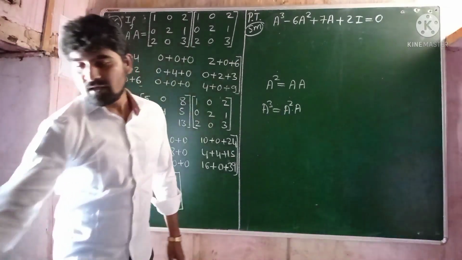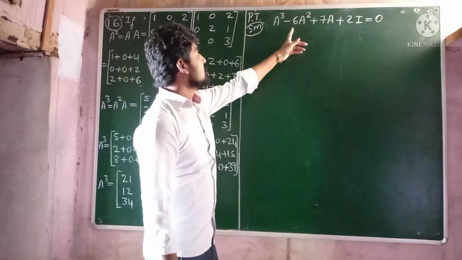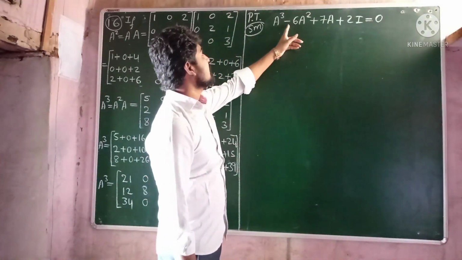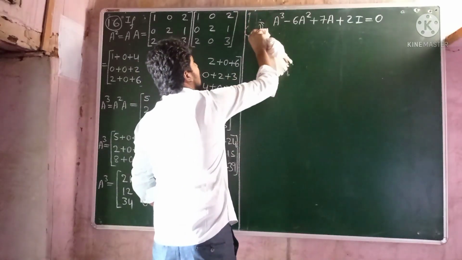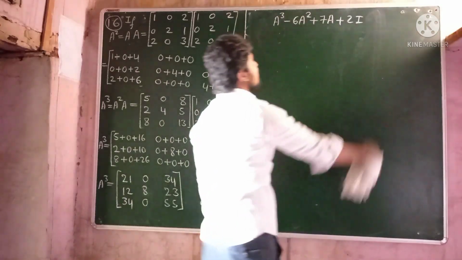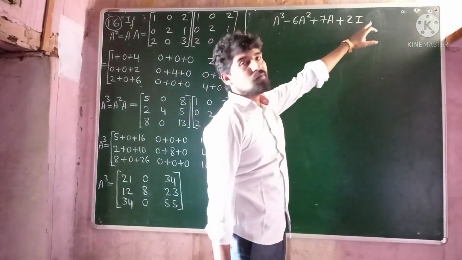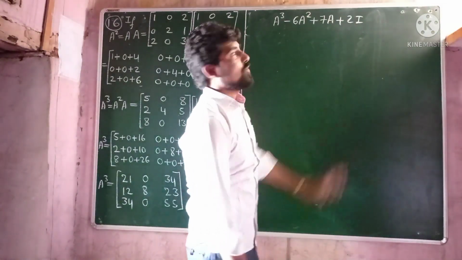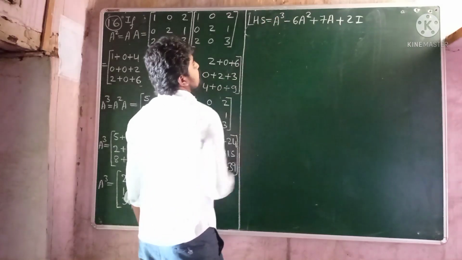Now, to prove this given equation, let us consider the LHS of this equation. The LHS is A cube minus 6A square plus 7A plus 2I, and what do we have to prove? It equals the O matrix, in the sense of the zero matrix. So let us consider the LHS.